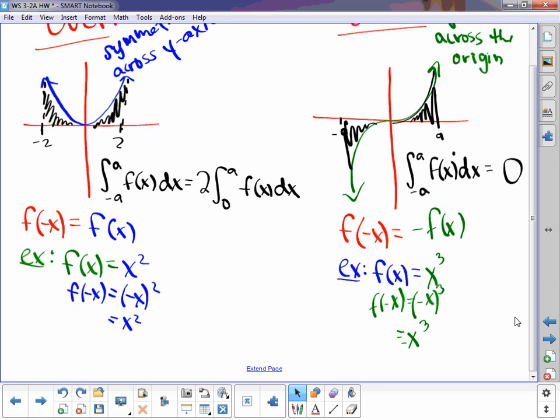Now, this is more commonly seen with trig functions. Don't forget to study trig.